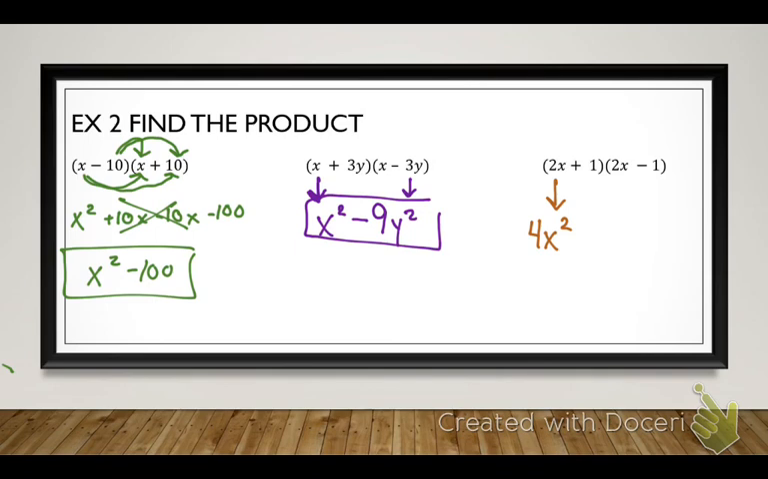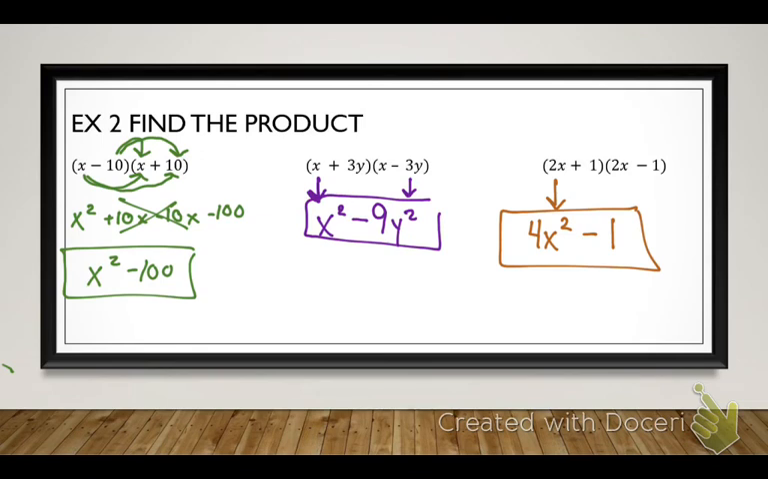So all you're doing is squaring the first term, and then you're subtracting the square of your second term. What's 1 squared? 4x squared minus 1. That's it.